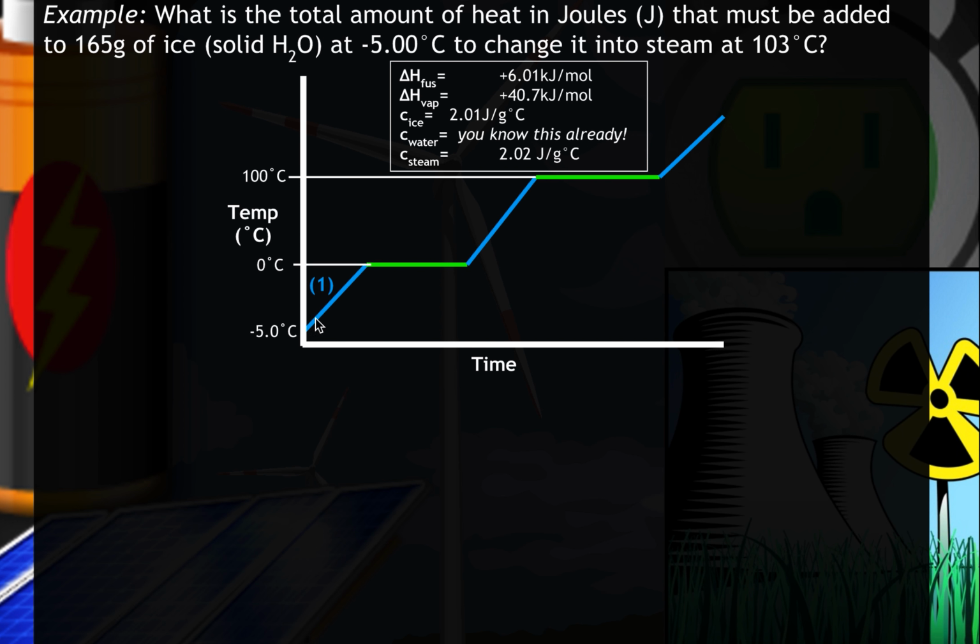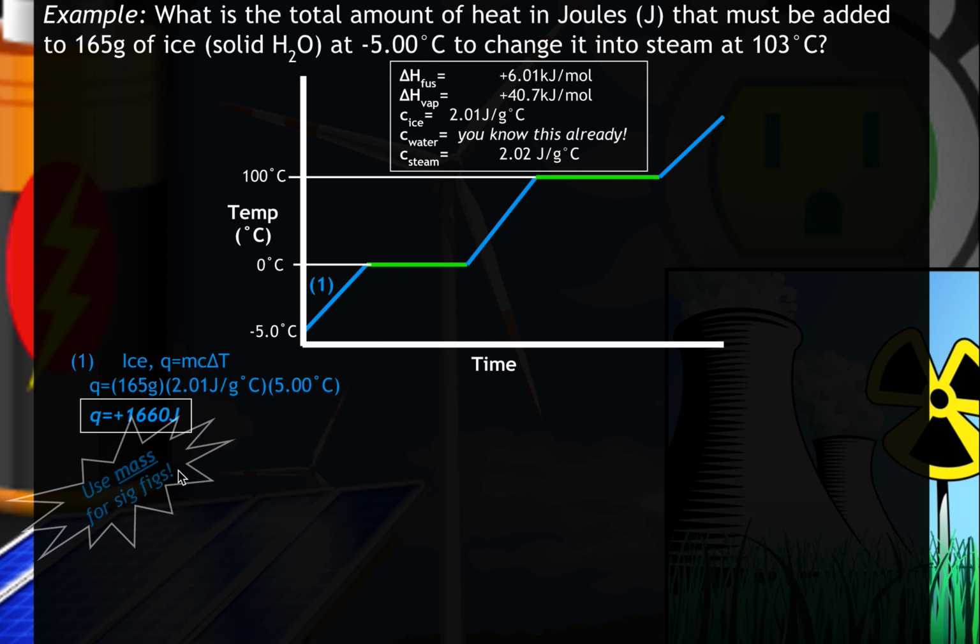So here's my first calculation and the formula. So this is the ice portion of my graph. Q equals the weight of the ice, the specific heat of ice, times the change in temperature, which was 5 degrees. We went from -5 to 0, so it's a change of 5 degrees. Your answer would be 1,660 joules. Now we're ready for the next portion.